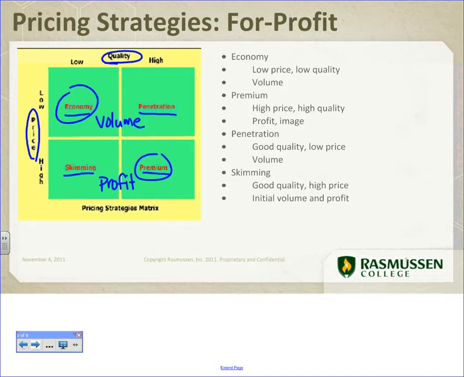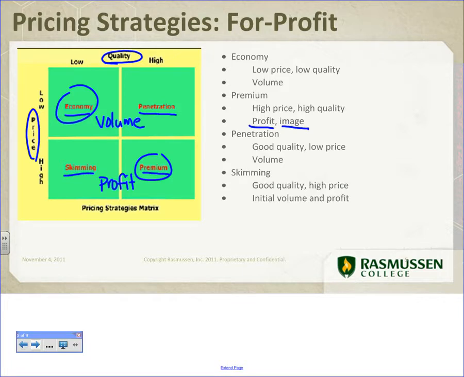Okay, you know that it's high quality, you're willing to pay the high price as a consumer, and the business knows that they're looking for profit and image. Okay, they're not going for volume. You're not going to sell as many high-priced shoes as you will at Payless Shoe Source, but that's okay because Payless makes it up on volume. All right, so that's where we look at penetration.